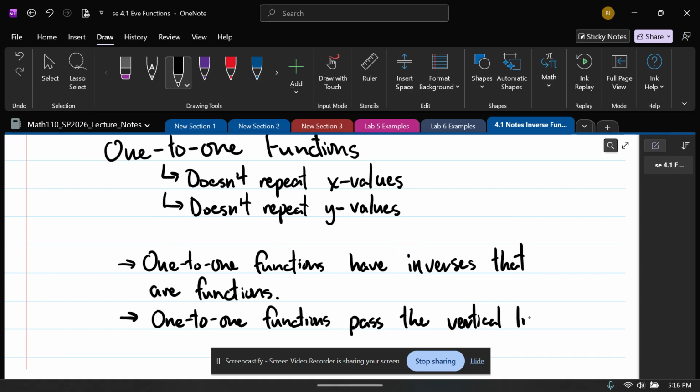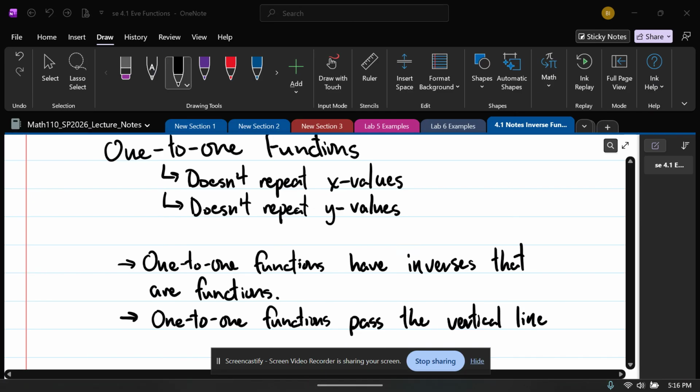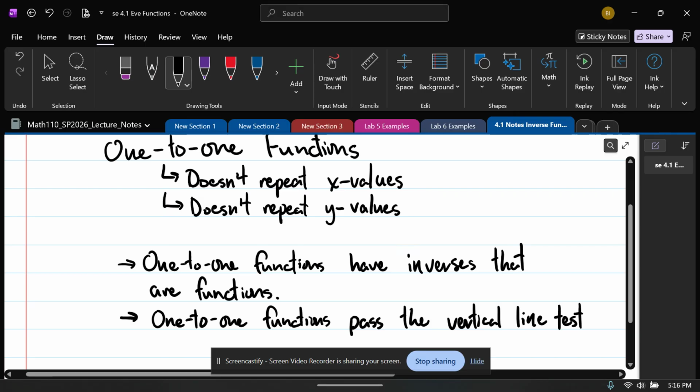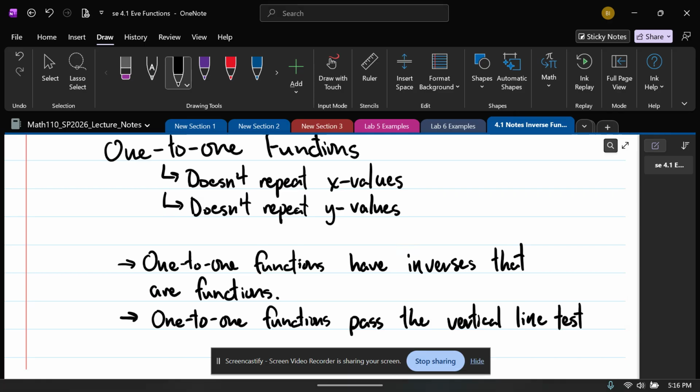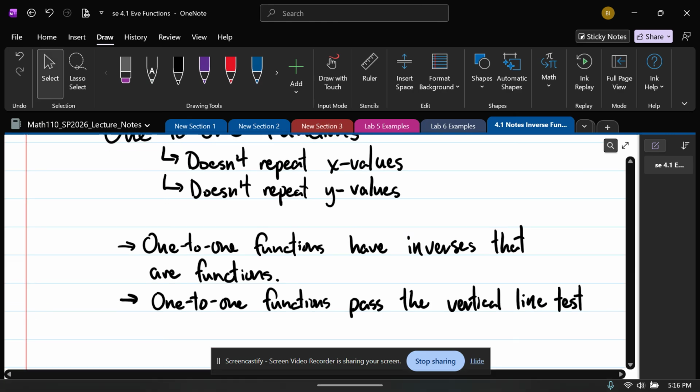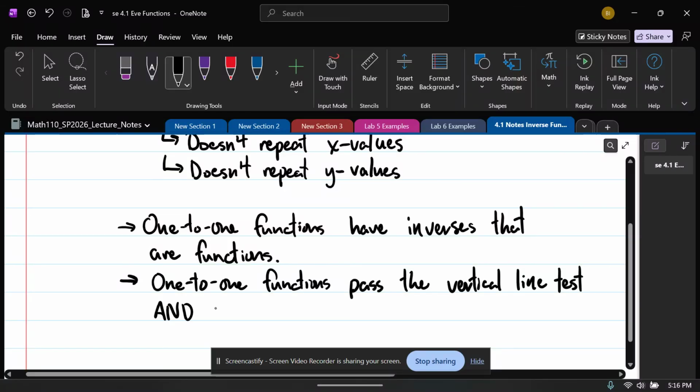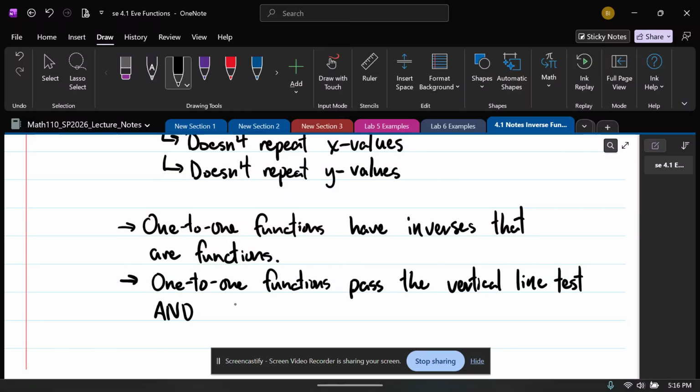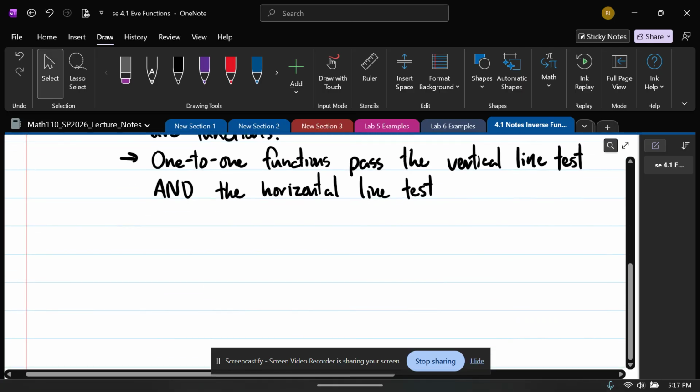Remember we did that way back. The vertical line test, if you put the vertical line anywhere on the graph and it touches it more than once, it's not a function. So that's what the vertical line test did. And we also, with one-to-one functions, we get the horizontal line test, which has the same rules. If you put a horizontal line on the graph and it touches it in more than one spot, it fails the horizontal line test.